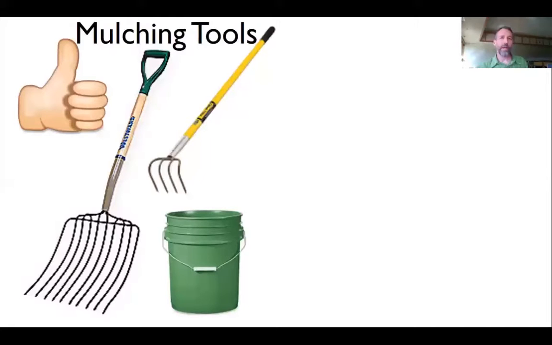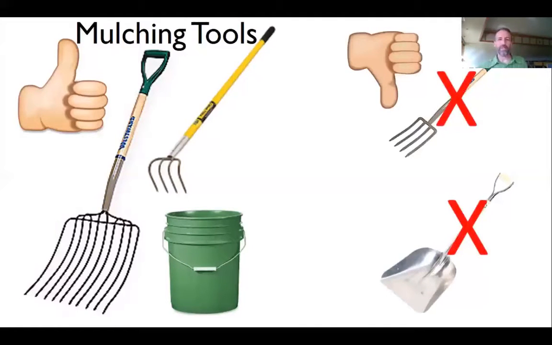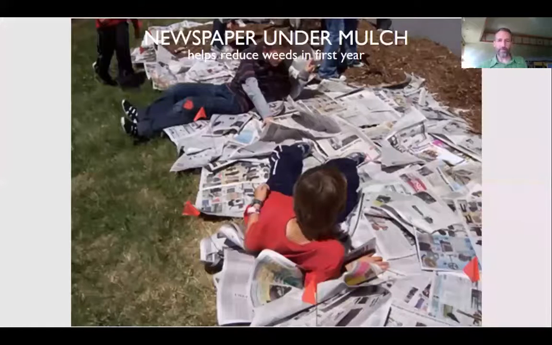Tools that you may have in your shed that you think are useful that I haven't found very helpful at all, like a spade fork that's like a potato fork or a pitchfork. I haven't found those to be very helpful. I also haven't found a scoop shovel or a snow shovel to be very helpful either. It's just hard to pick up the mulch well with that kind of a tool. So thumbs down on those two options. Consider the former rather than the latter.